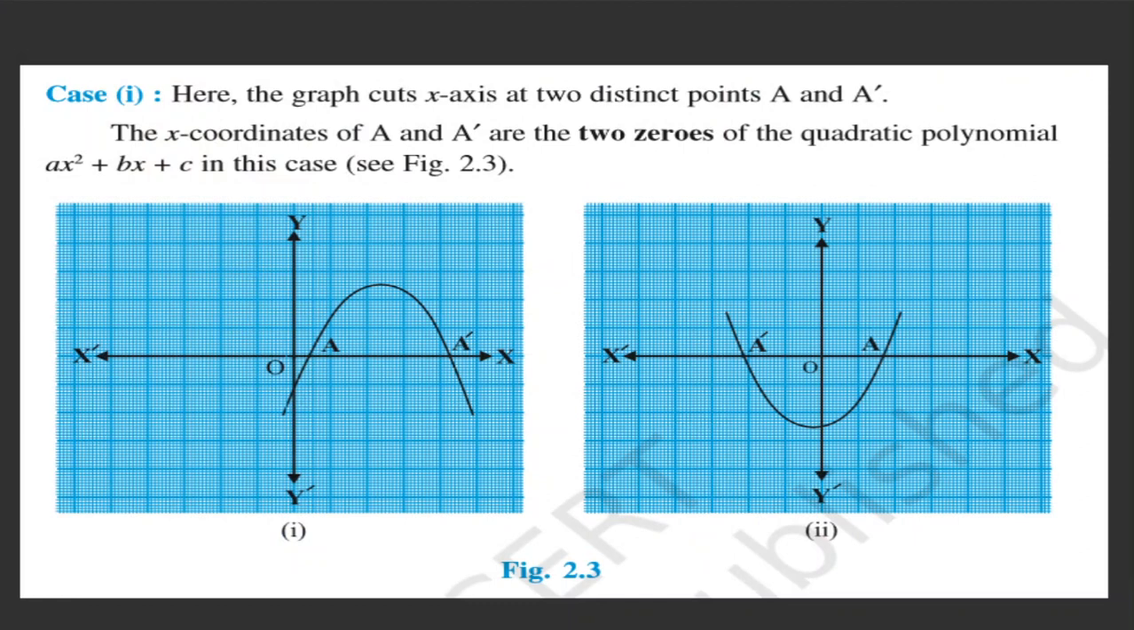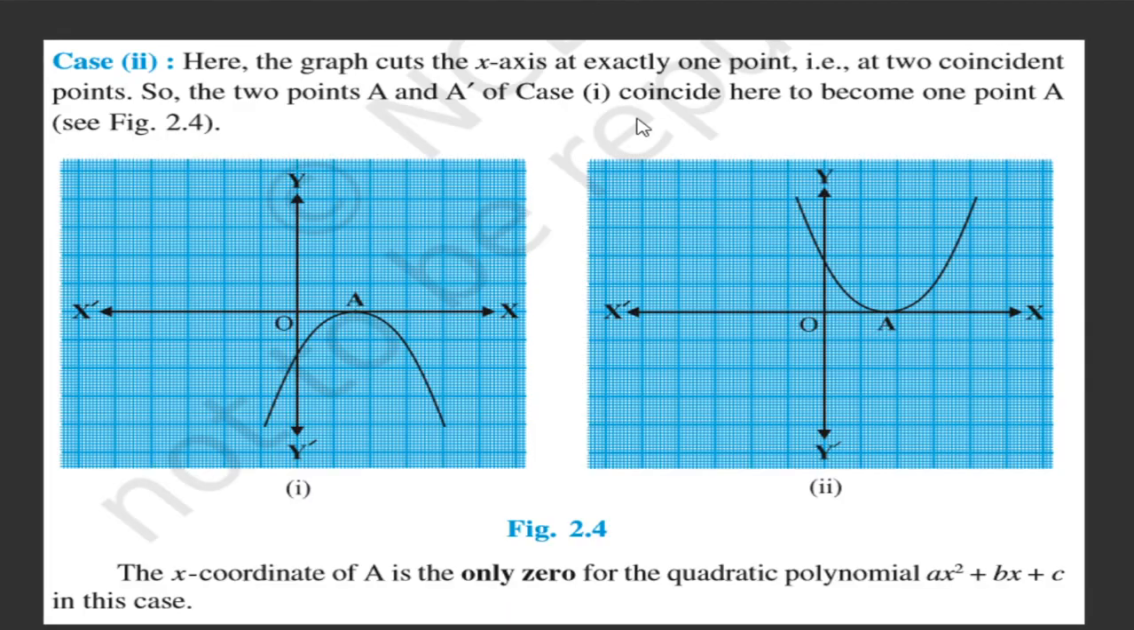See this figure? See these two graphs? Here the graphs cut the x-axis at two distinct points, a and a dash. So the x-coordinates of a and a dash are the two zeros of the quadratic polynomial ax square plus bx plus c in this case. Yes, the two parabolas intersect at two different points, a and a dash. So these two quadratic polynomials have two zeros.